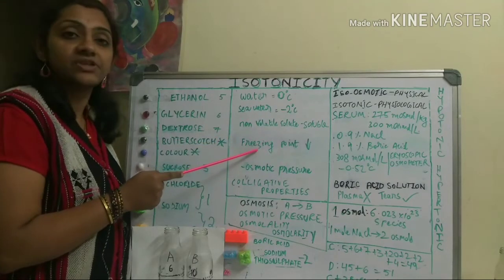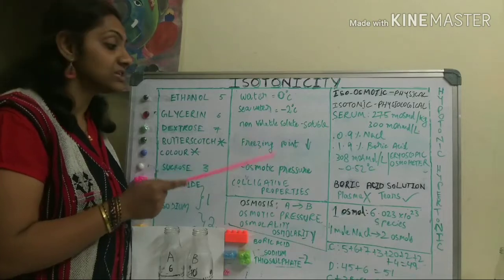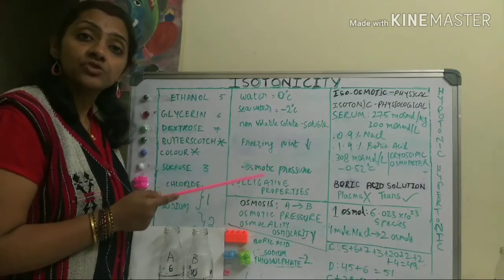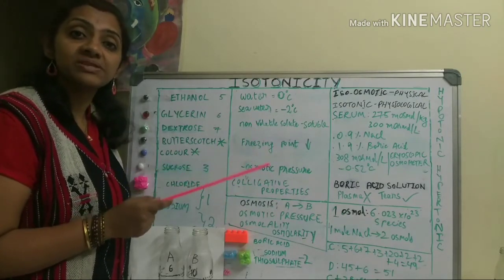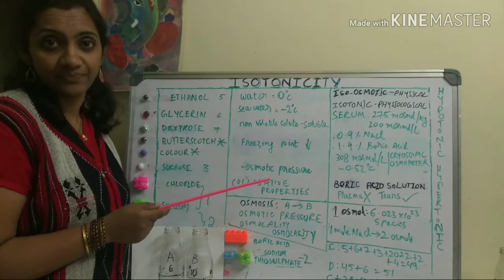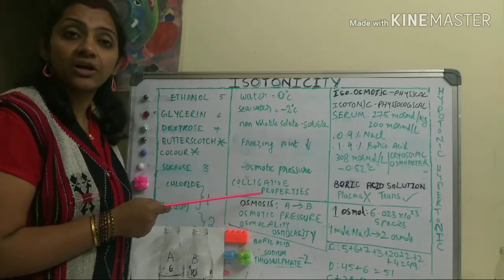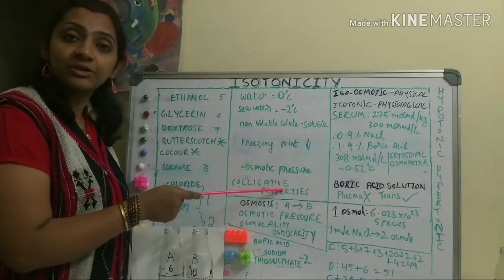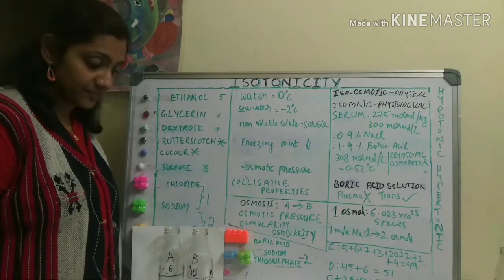This phenomenon is called depression in freezing point, which is a colligative property. Colligative properties are those properties which are dependent on the number of entities or species that are present in a system. The same phenomenon of colligative properties has another implication, which is osmotic pressure and osmosis. You must have heard of it.